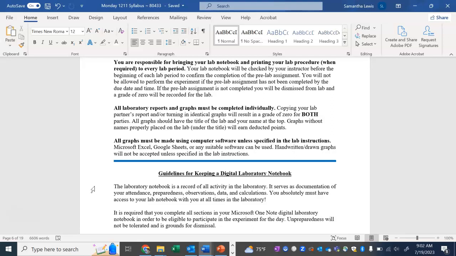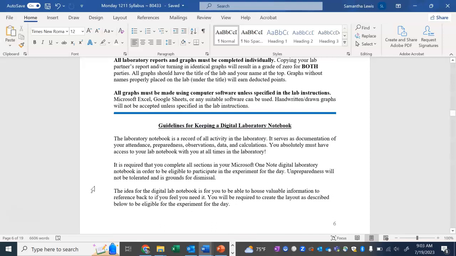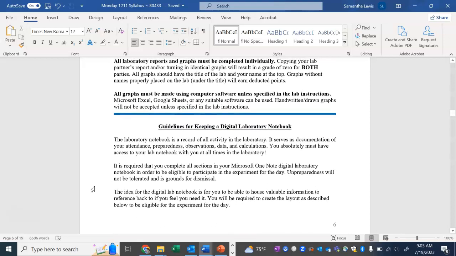And again, if it is not turned in by the date and the time, there's no reason to come to lab. You're going to be asked to leave, and you're going to get a grade of 0. Remember, there are no makeup labs. All your lab reports and your graphs have to be completed individually. If you copy anything, turn in identical graphs, you're going to get a 0. We're going to follow the protocol for cheating. So that is listed further in the syllabus, and we can talk about that if you need to on an individual basis.